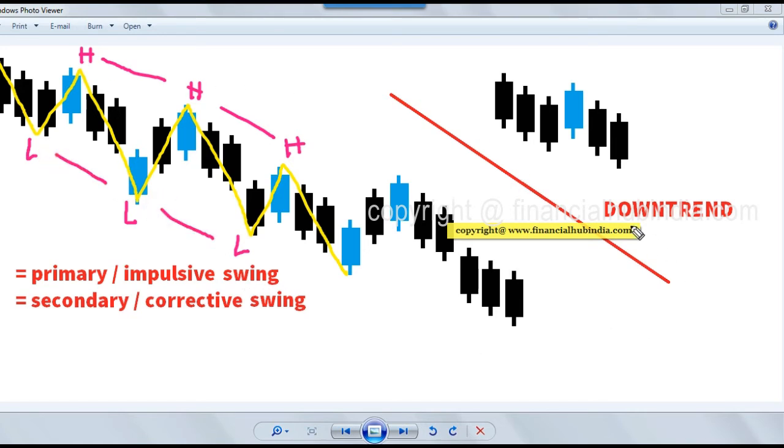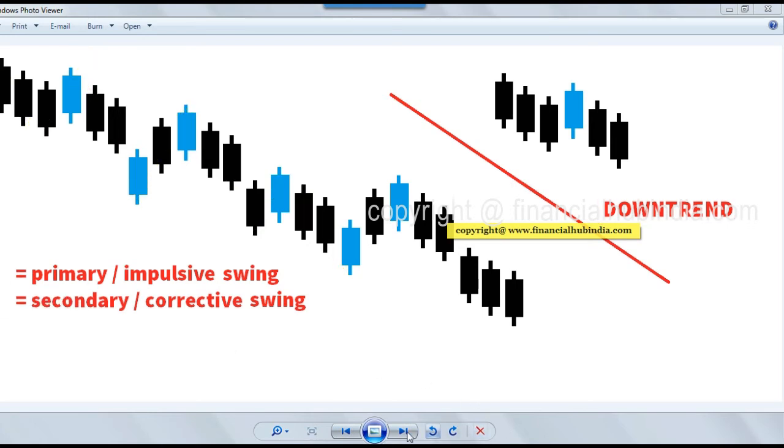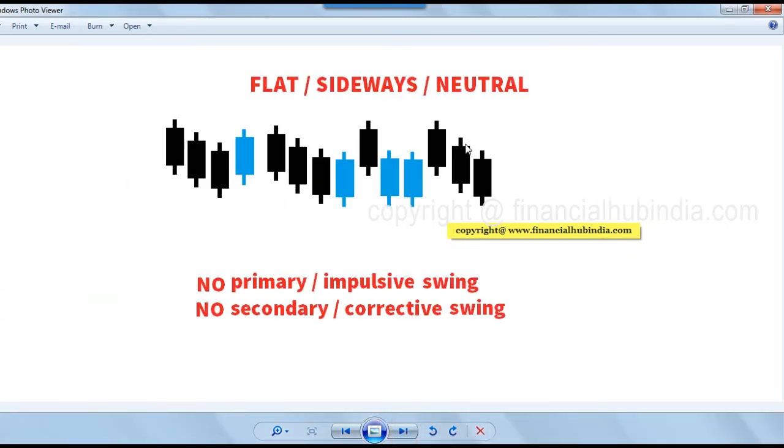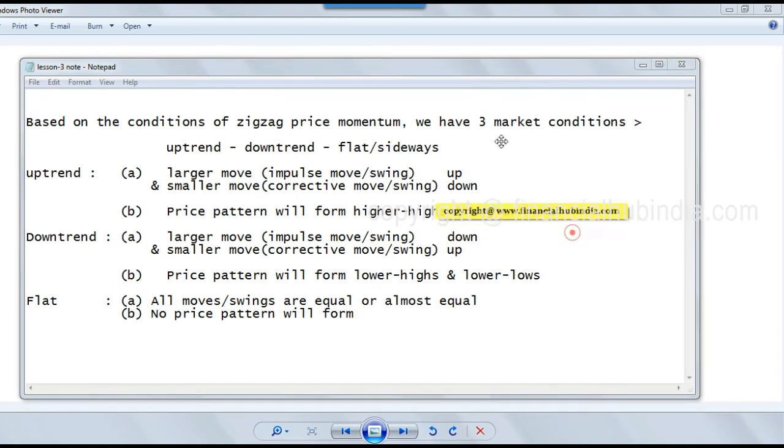So in a downtrend structure, you will always see lower low and lower highs formations or patterns. Right? But here you can't have anything. You cannot have higher high, higher low formations. So now this note will be clear for you.